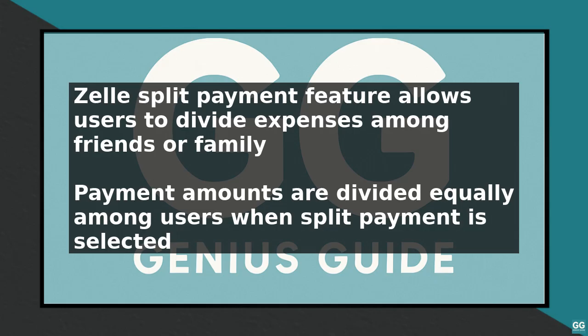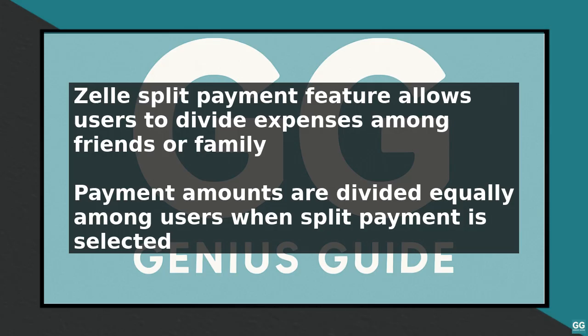For example, if you want to split a $100 dinner bill with 4 friends, each person will be responsible for $25. Zelle will send a request to each person, asking them to contribute their share of the payment.